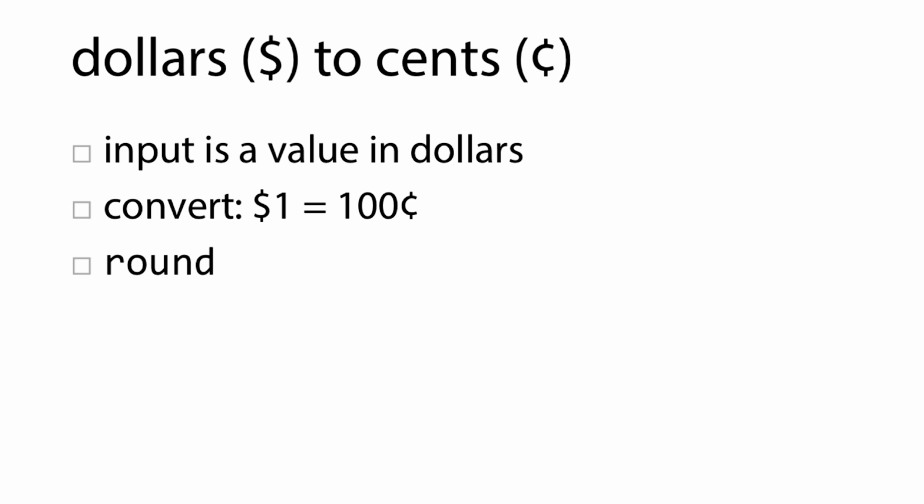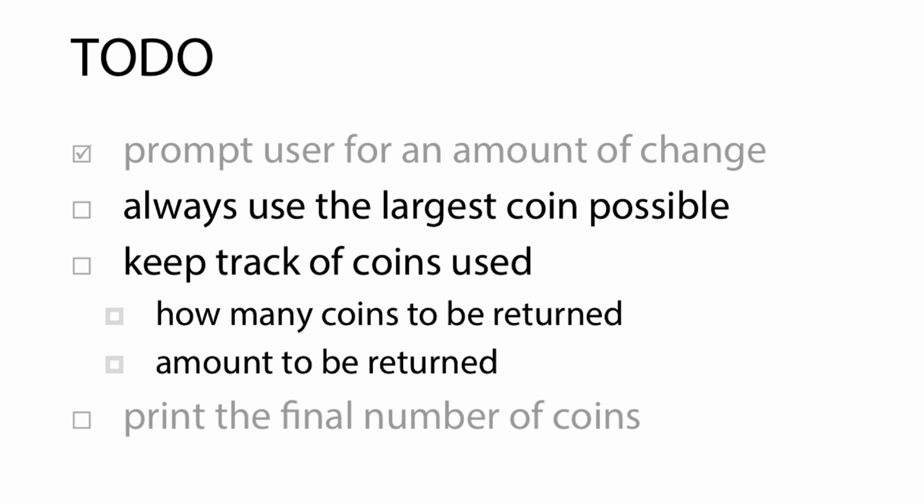So the next thing, once we have their input, which is in dollars, is to convert that into cents, where $1 is equivalent to 100 cents. Before, we had the round function available in C, which we also have in Python. Now that we have the value in cents, let's proceed with our greedy algorithm, always using the largest coin possible, keeping track of how many coins must be returned and the total amount that remains.